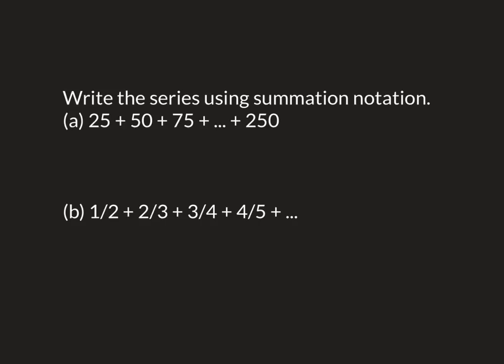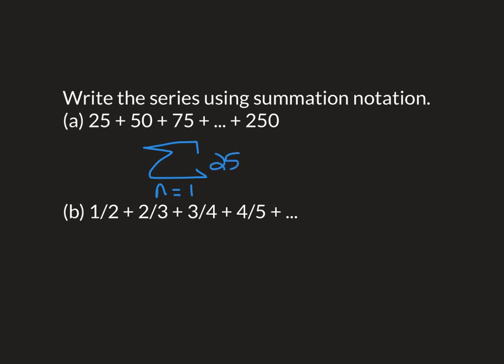Let's look at an example here. Okay, this one says write the series using sigma notation. So we're actually going backwards here. If I have sigma notation, I'm going to start at 1 here probably. Notice the sequence starts at 25. It's 25 times 1, 25 times 2, 25 times 3. It's all multiples of 25.